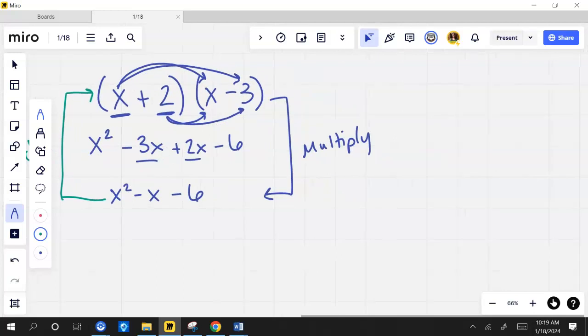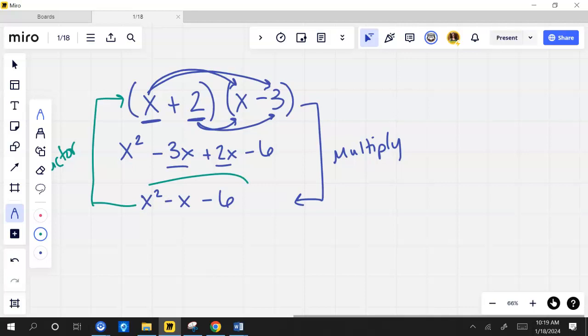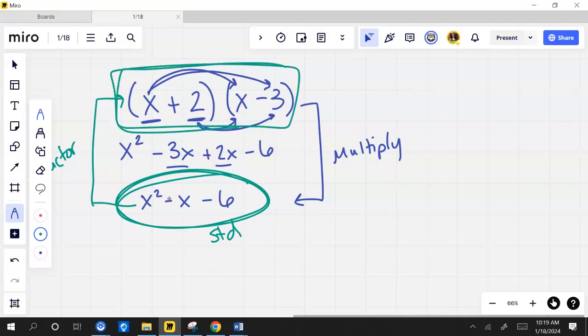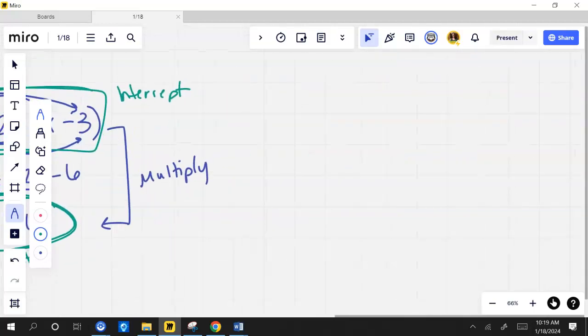All right, here we go. Remember, we're starting with something like this, and we're ending in factored form, which, by the way, if we're talking about graphing, this looks like standard form of a quadratic, and this looks like what? Intercept form. So essentially what we're doing is going from standard form to intercept form, which is factored form.